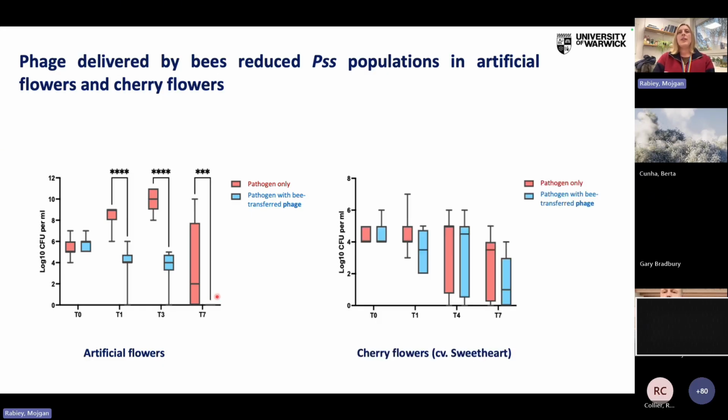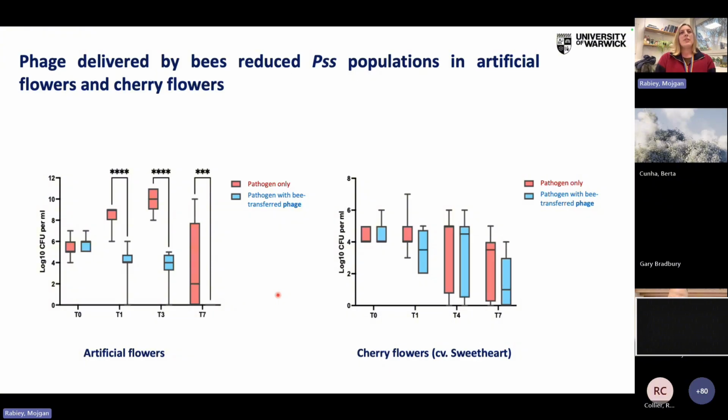In real flowers, we see a similar trend, although it's not so pronounced. We see a reduction in bacterial counts at T1, in particular, and at T7. The bees weren't as efficient at moving the phage to real flowers. They moved it to about 40% of flowers compared to 80% of flowers in an artificial setting.